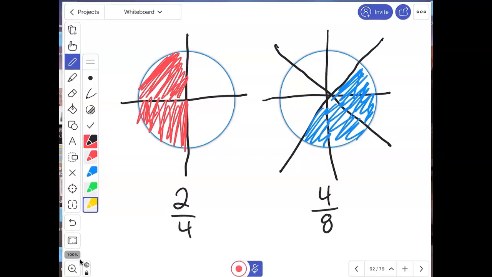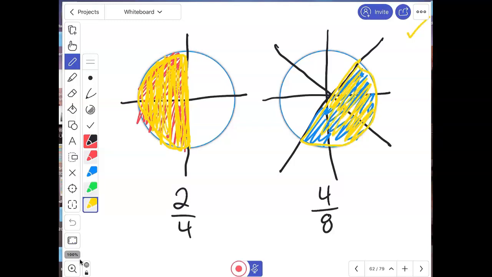The question is, are these equivalent? Well, it's the same circle, so first question is answered. Same whole. Perfect. Now let's look. This is this much. Is this the same, even though it's on the other side of the circle? If I flipped it over and plopped it on there, would it be the same?